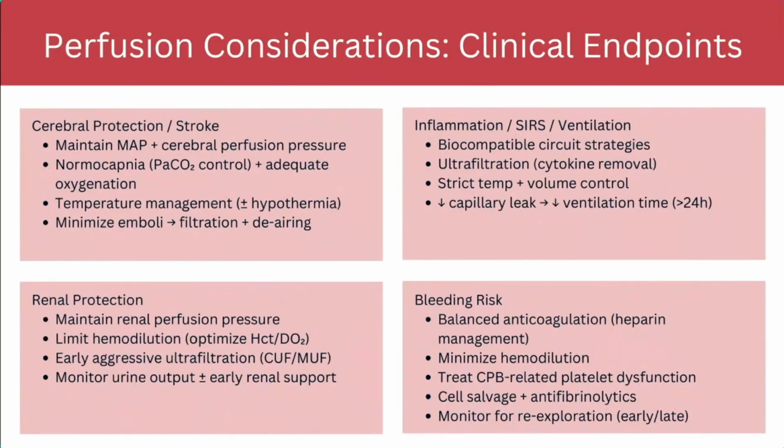From a perfusion standpoint, key perfusion goals during these complex aortic procedures include protecting the brain and kidneys while minimizing inflammation and bleeding. This involves maintaining adequate perfusion pressure, oxygenation, and temperature control while reducing embolic risk through filtration and de-airing. Additional strategies include ultrafiltration, careful volume management, balanced anticoagulation, and the use of cell salvage and antifibrinolytics to support organ protection and reduce bleeding complications.